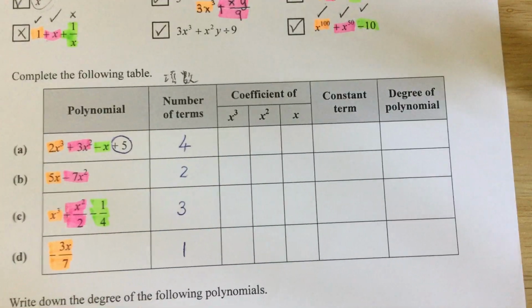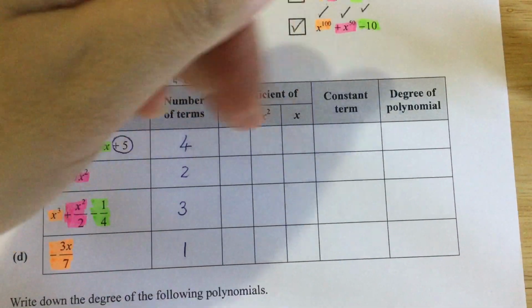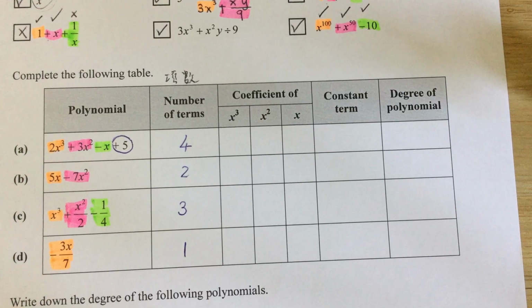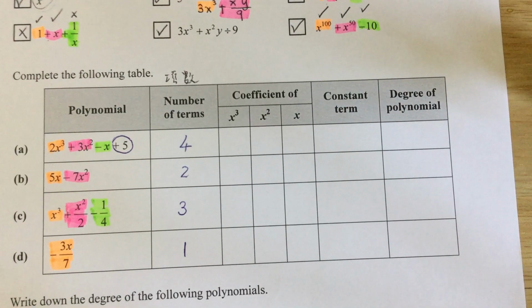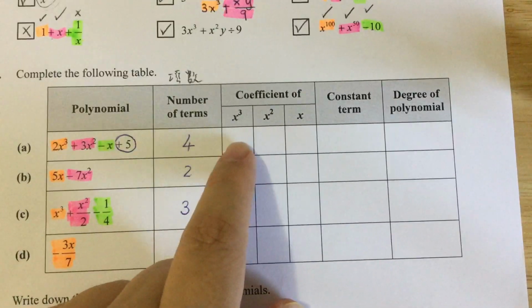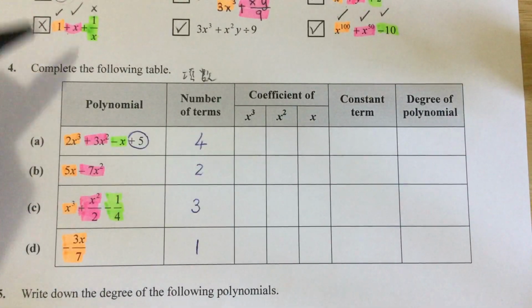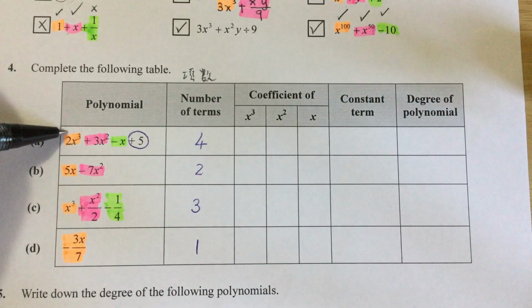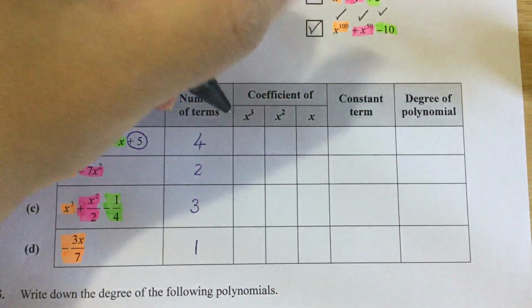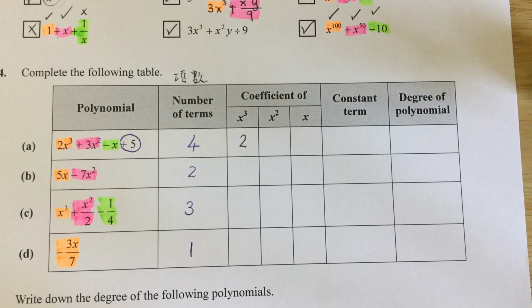So we have finished all the numbers of terms. And now we are going to do the coefficients. For monomials, I only write down the coefficient, because we only have 1 term. When there is more than 1 term, we must ask for them one by one clearly. For example, for the coefficient of x cubed, let's look at x cubed. The number in front of it here is 2, so we just write 2. Okay, this is part A. And we will also do part B, and then I will let you do part C and part D.